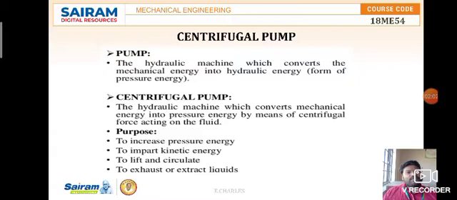Whereas a turbine converts hydraulic energy into mechanical energy, and then the mechanical energy is converted into electrical energy. That is the principle of turbines. So a pump is the reverse of a turbine, because it first takes mechanical energy and then converts it into hydraulic energy.